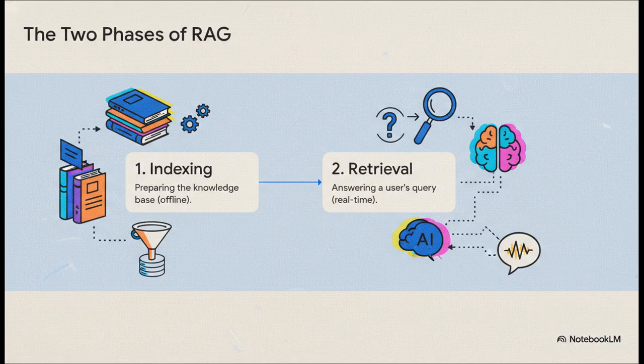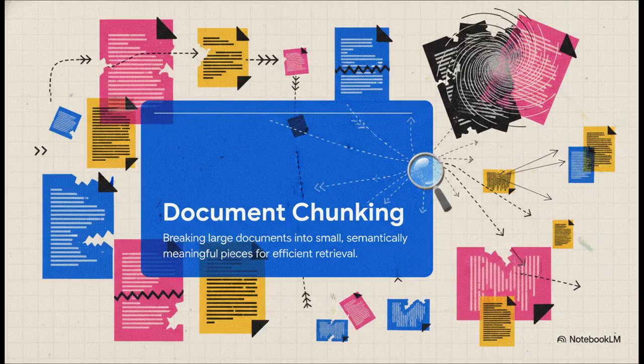The whole thing breaks down pretty cleanly into two main phases. First, there's indexing. This is all the prep work, the heavy lifting you do offline to get your knowledge base ready. Think of it like organizing your library before it opens. And then there's retrieval and generation. That's the super fast process that happens in real time, every single time a user asks a question. So let's start with that offline prep work, the indexing phase.